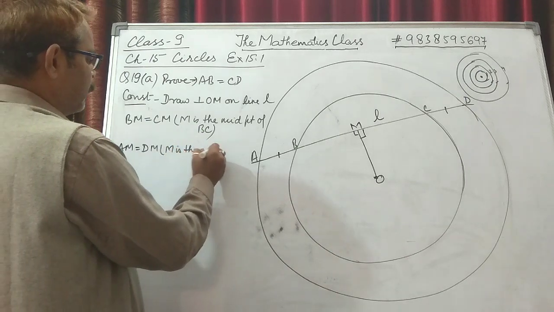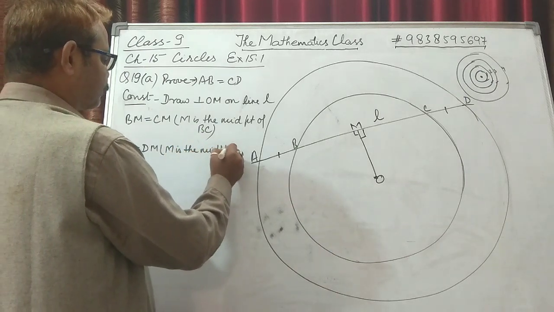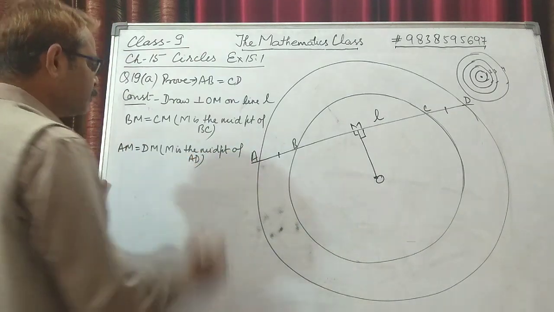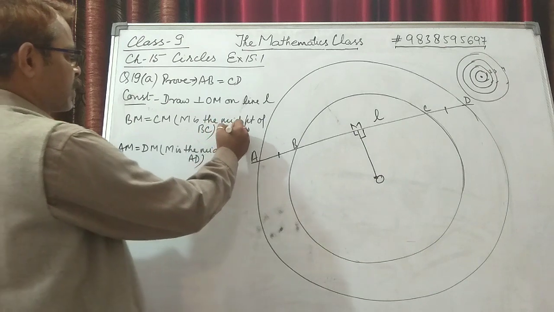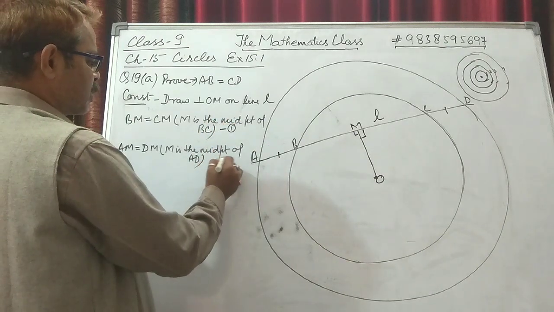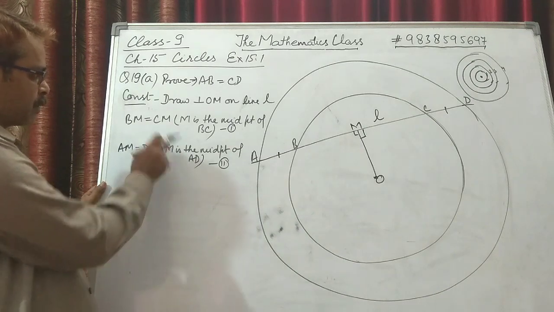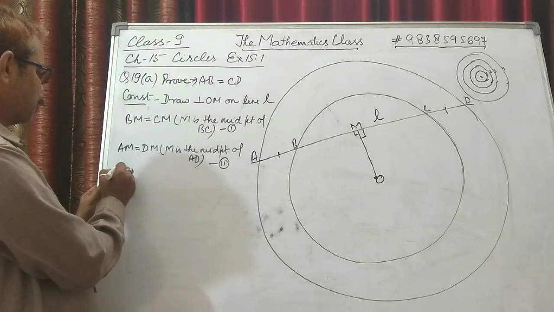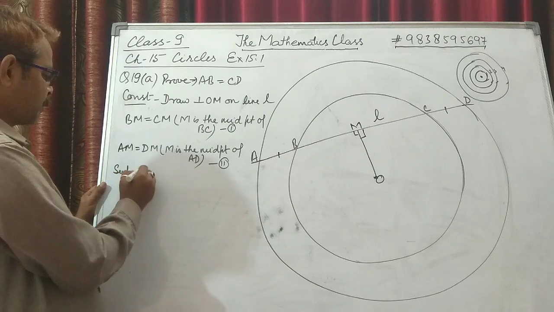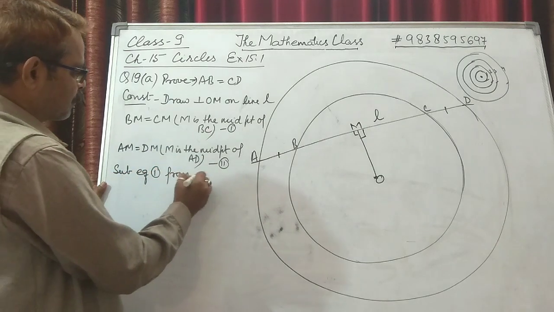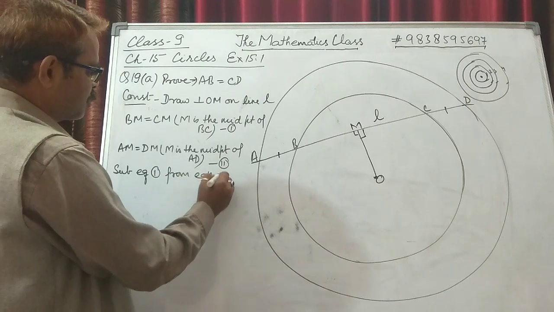M is the midpoint of chord AD. Let us say that this is equation number 1 and this is equation number 2. What we are going to do is subtract equation number 1 from equation number 2.